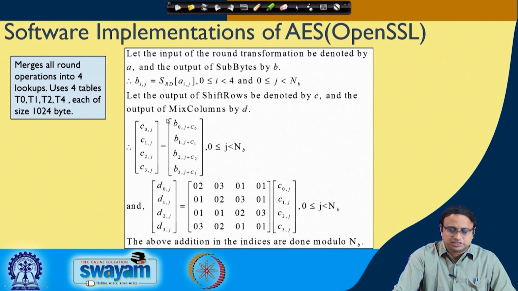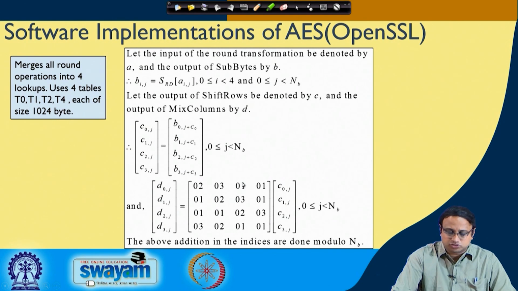Now if we apply the shift rows, then we know that every byte here gets shifted. For example, this is essentially B0, j plus C0. C0 for the 0th row stands for 0, because in the 0th row there is no shift. For the next row there is a shift by one location. So C1 stands for 1, C2 stands for 2 and C3 stands for 3. Therefore this column stands for B0, j plus 0, that is j. This stands for B1, j plus 1, this stands for B2, j plus 2 and this stands for B3, j plus 3.